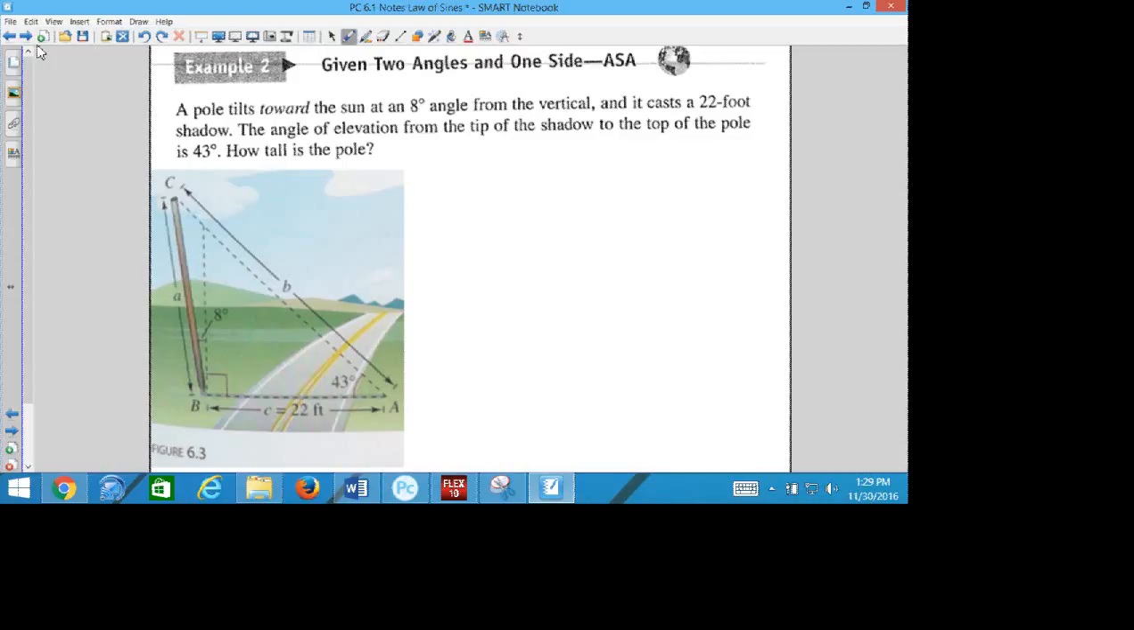So for this one, we are trying to find how tall is the pole. We're trying to find how tall is the pole. So when we look at our picture, what is our goal? We're trying to find what?